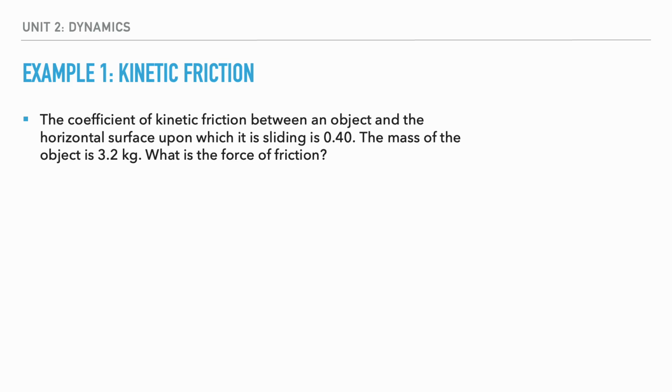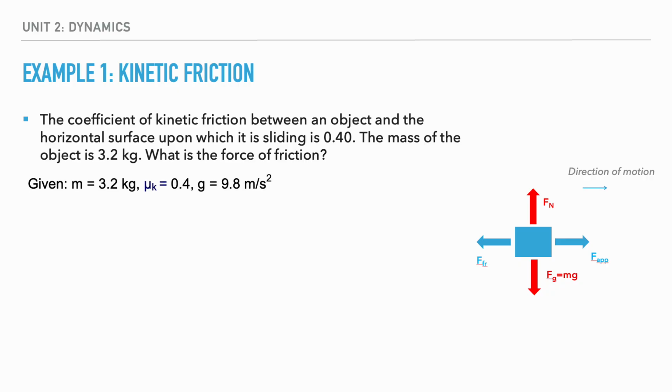The coefficient of kinetic friction between an object and the horizontal surface upon which it is sliding is 0.4, and the mass of the object is 3.2 kilograms. What is the force of friction? So, here's my free body diagram: Fg, mg, Fn, applied force, and friction force. And I know it's going that way. I have direction of motion, acceleration. So we need those arrows to make sure we know which way friction is pointing. So my givens are my mass of 3.2 and my mu sub k of 0.4, that's how I'd write that. And then of course I know gravity is 9.8.